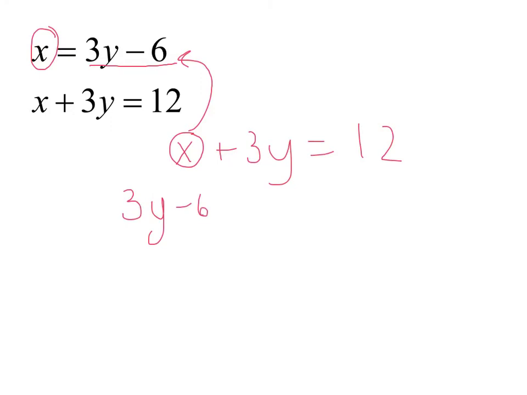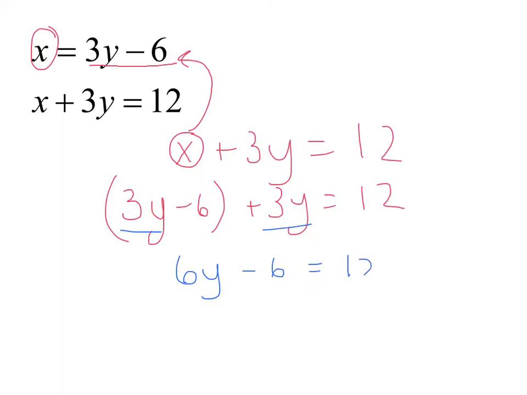3y minus 6, I'm going to put it in parentheses because I'm substituting for x, plus 3y is equal to 12. Okay, so now I can combine terms. Here I have 3y plus 3y, so I have 6y minus 6 is equal to 12. Okay, now I'm going to solve for y. 6y is equal to 18. So now y must be equal to 3.